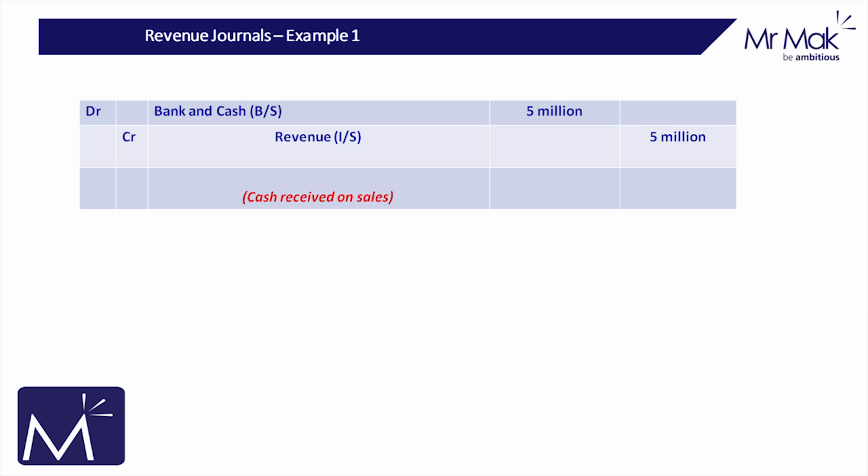Firstly, there'll be a debit to the bank and cash in the balance sheet because the bank account has gone up, and that would be a debit of $5 million. There would also be a credit to the revenue or sales figure in the income statement to show the income that has been generated from those sales of $5 million. Those would be the debits and credits processed on that transaction.